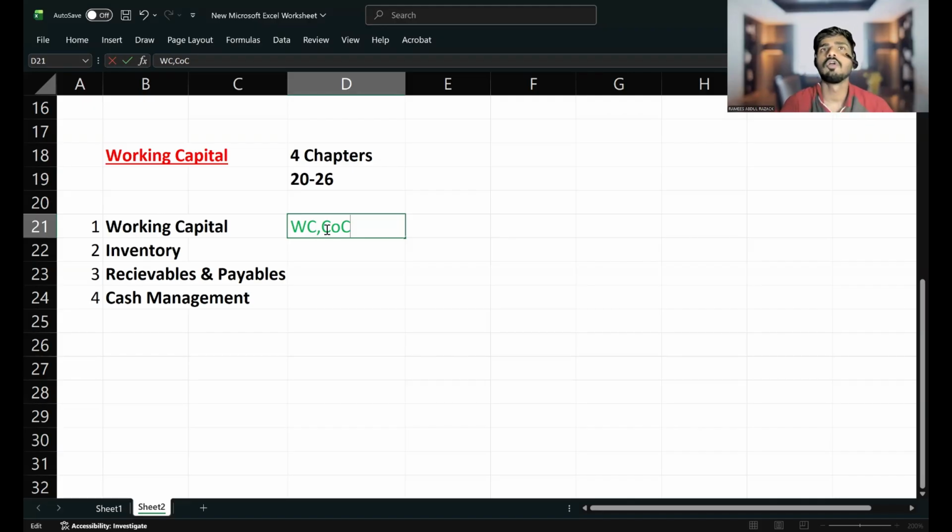Okay, so could you please tell me what is the connection between cash operating cycle and investment in working capital? There is actually a connection which can be tested as a theory question. What can it be?